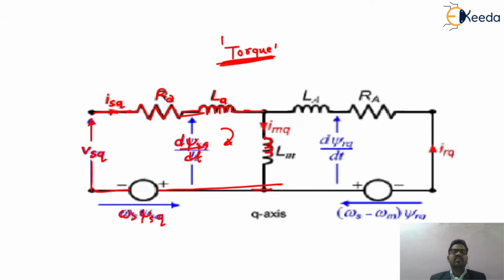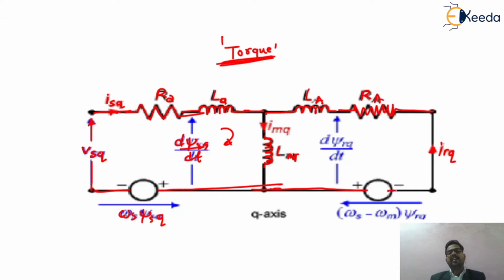Similarly, we are getting the value of the mutual inductance. This is called LMR actually. So this is the LR, the inductance of the rotor circuit of your quadrature axis. RR is the quadrature axis resistance of the rotor circuit. The current flowing from the rotor circuit is IRQ.